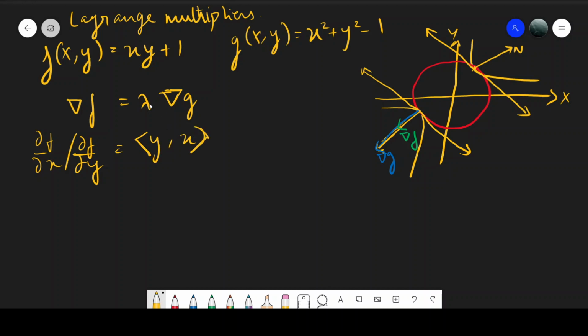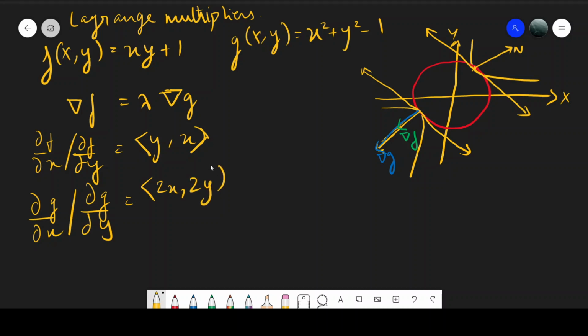Because if you take f of xy and you partially differentiate with respect to x, you get y, and when you partially differentiate with respect to y, you get x. Similarly, the gradient of the function g is 2x and 2y. It's the same thing that I've done. I took the partial derivative of g of xy, and when you take that with respect to x, you get 2x, and when you take that with respect to y, you get 2y.